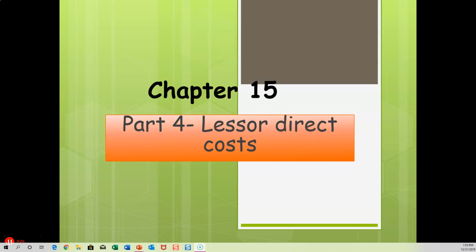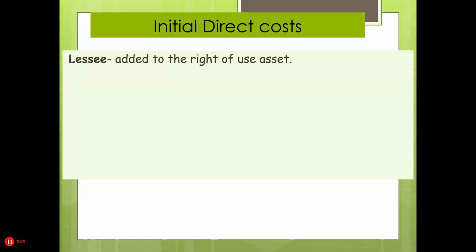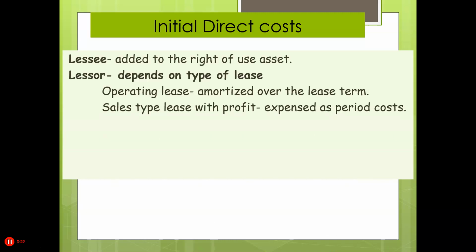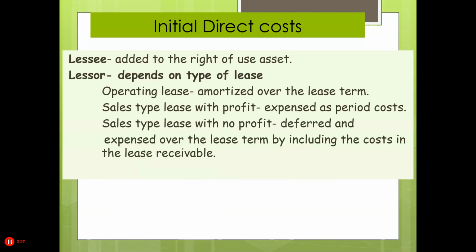Chapter 15, Part 4, the lessor and how they deal with direct costs. Now the lessee, it's added to the right of use asset. The lessor, it depends on the type of lease. For an operating lease, it's amortized over the lease term. For a sales type lease with profit, it's expensed as period costs. And sales type lease with no profit, you defer and expense over the lease term by including the costs in the lease receivable. Now we'll take a look at an example.